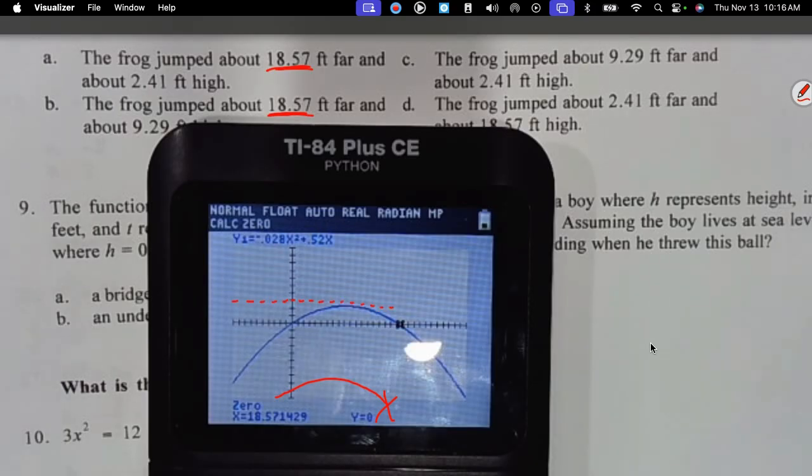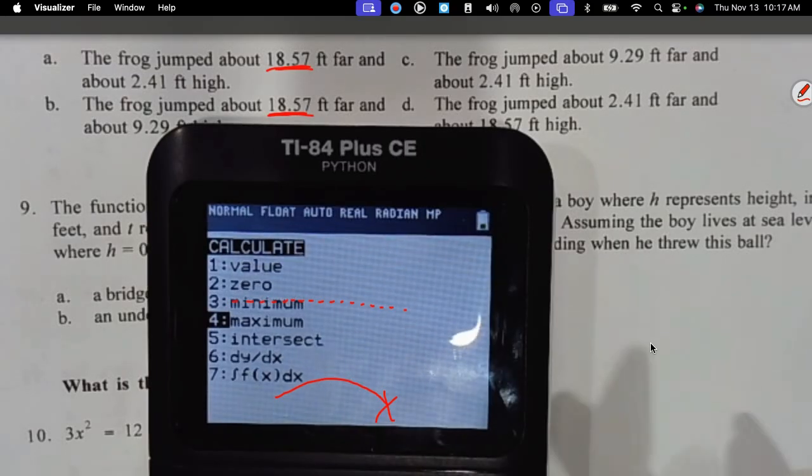About how high is that? Not quite 3. Whatever that is, 3 feet. But we are going to find the maximum. Just looking at it, doesn't it look like it's about 3? I was going up by 10, so I'm going to find the maximum. Does everybody understand that's a maximum? So you press second, trace, maximum.